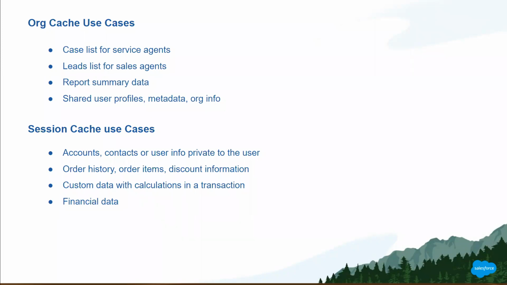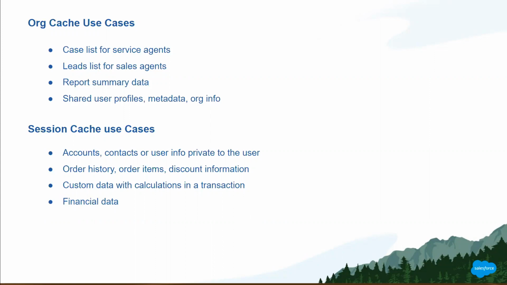If we talk about the session cache use cases, the org cache is by default shared, so in order to get accounts, contacts or user info private to that particular user, and the order history, order items and discount information for that particular user, we use the session cache. Custom data with calculations in that particular transaction for that user, and financial data. These things we can use in session cache, and other things will be used as mentioned for org cache.